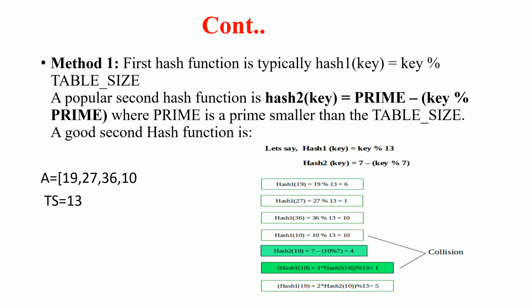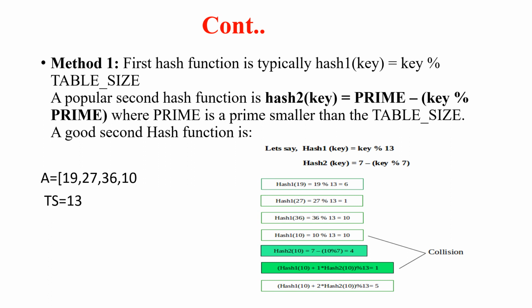In that example, what happens? Some of the elements are not getting the chance to insert in the table, and that was the problem. Why? Because that was not a good way to select the second hash function. So for that reason, there is another way of selecting the second hash function.